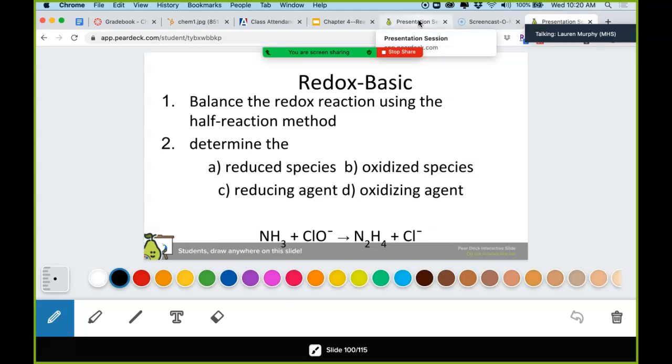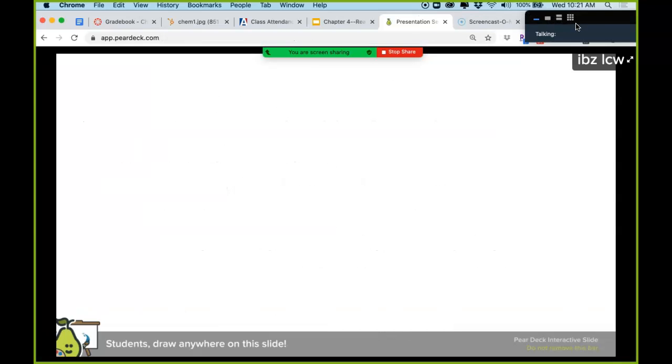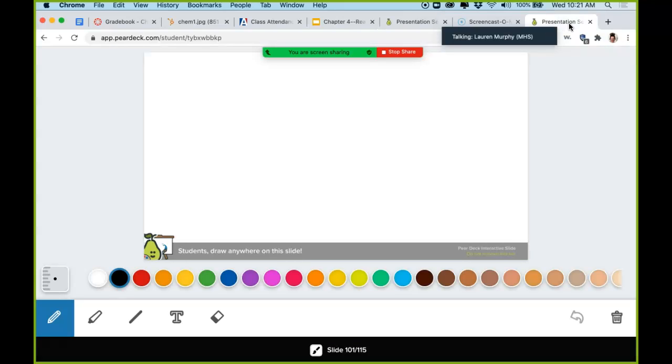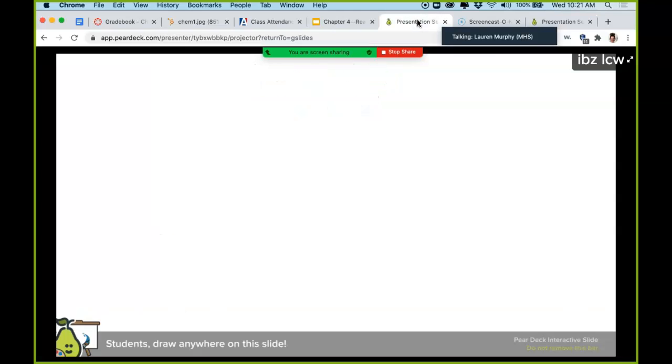So let's do this. Let's split it into half reactions. Hopefully you can do that by now. You split them into the things that have similar elements involved. So let's see. Oh, I'm on the wrong presentation, sorry. All right, let's see. NH3 going to N2H2. That's one of my half reactions. Another half reaction is ClO minus going to Cl minus. I'm pretty sure I need to double check that.